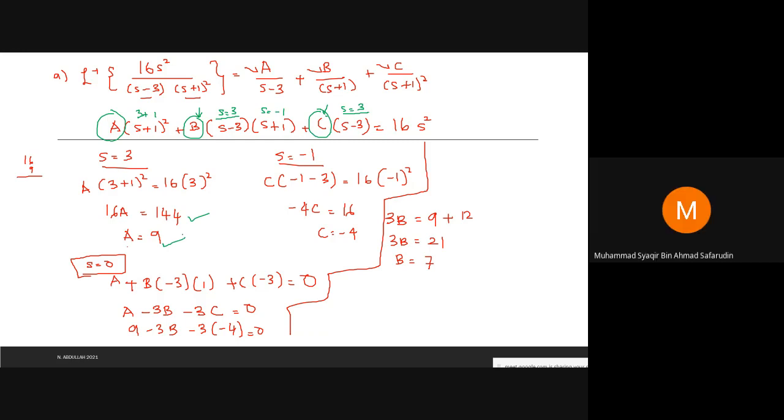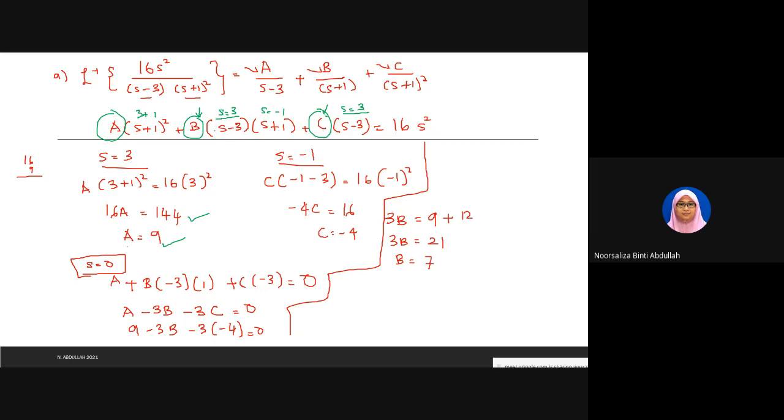Faham tak? Faham. Okay, and then macam mana saya boleh ambil S minus 1 pula? Okay, so S minus 1. Awak tengok dekat sini, sama juga konsepnya. Okay, so yang ini A kita dah dapat, and then we just want B, kita nak dapatkan nilai B dan C pula.